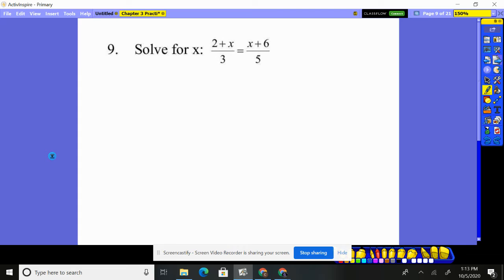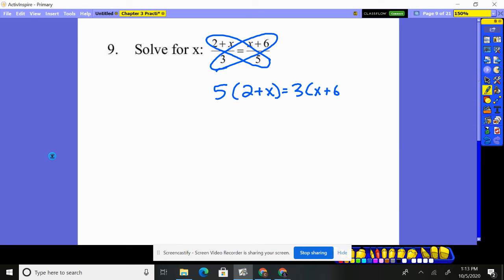All right, I got two fractions equal. This is where we apply what y'all call the butterfly method. It's called the means extremes. So 5 times 2 plus x will equal 3 times x plus 6. So I distribute through, I'll get 10 plus 5x equals 3x plus 3 times 6, 18.